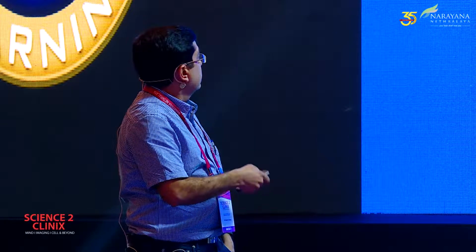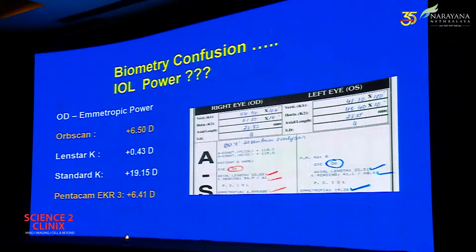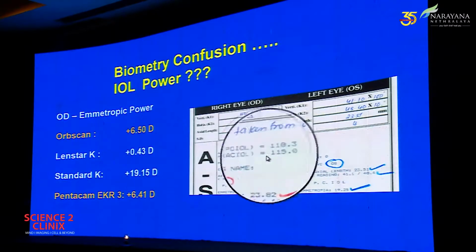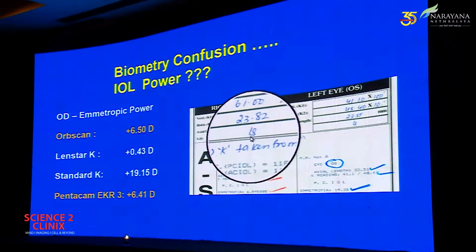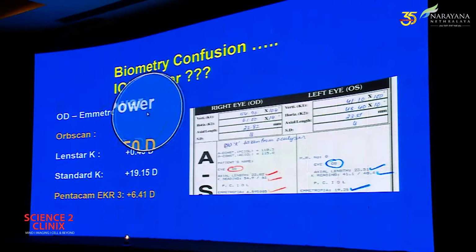It appeared a simple case, but then we did the biometry, and this is the problem. So as you can see, the axial length is 23.82, a regular axial length, nothing irregular about it.